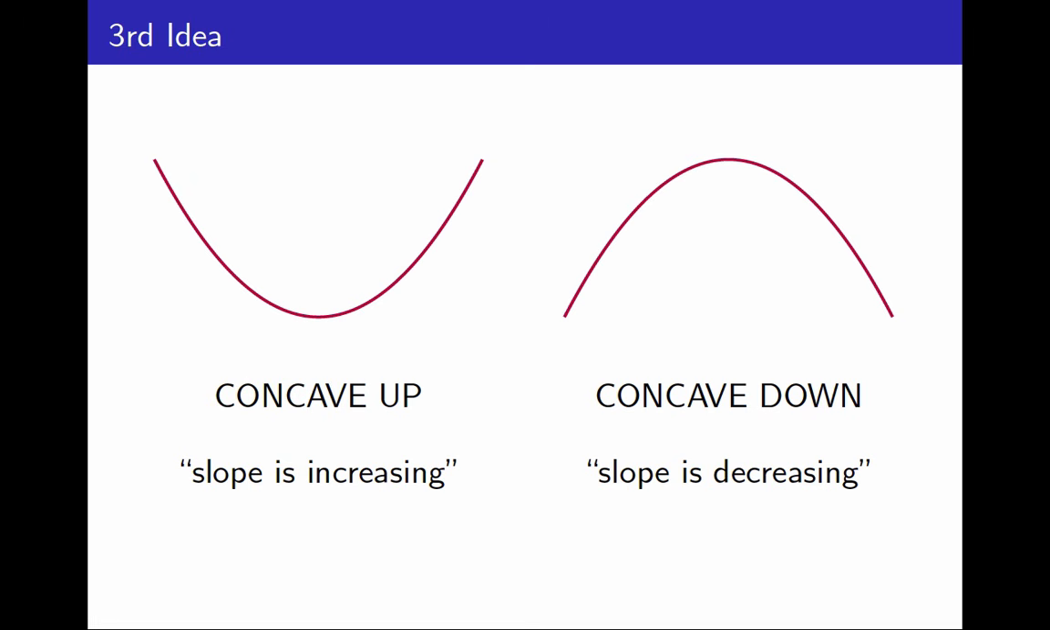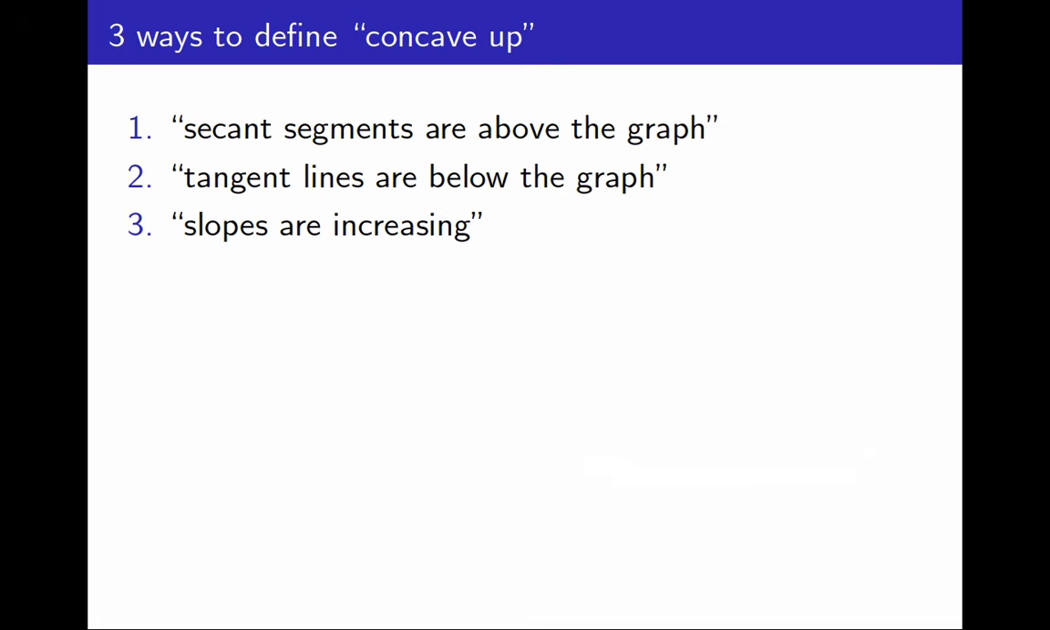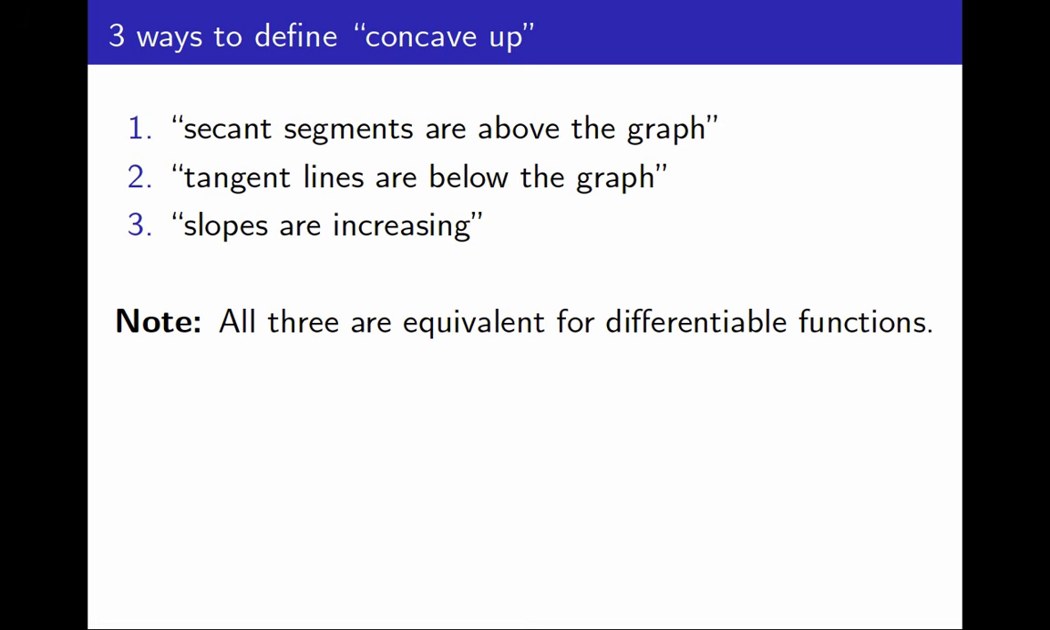And an advantage of this definition is that it is simpler, because the slope is a derivative. So I'm saying concave up or concave down means the first derivative is increasing or decreasing. So I have found 3 possible ways of defining concave up. Are they different? Either secant segments are above the graph, or tangent lines are below the graph, or the slopes are increasing. And they all should be rewritten into something more formal. Well, the good news is that for nice functions, for differentiable functions, all 3 are equivalent.